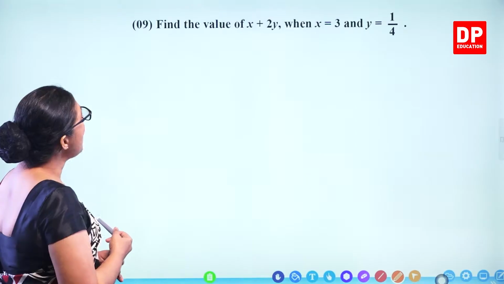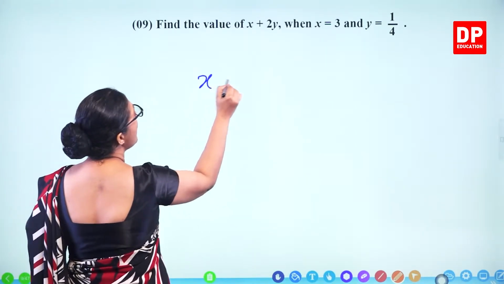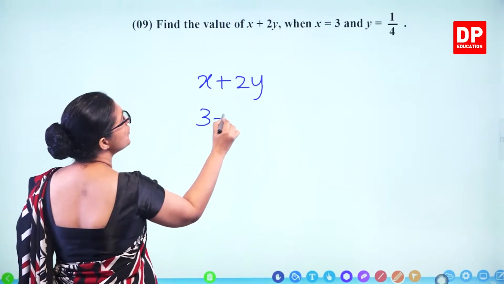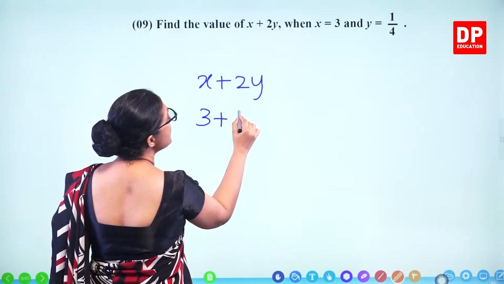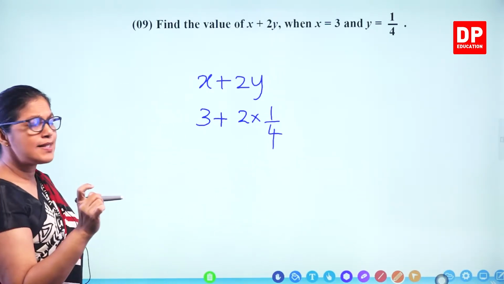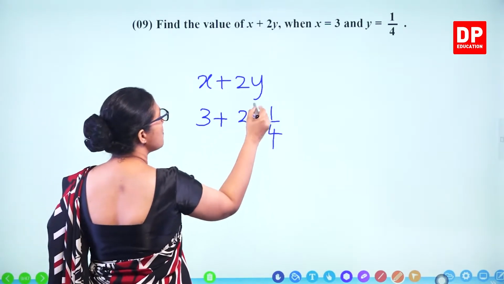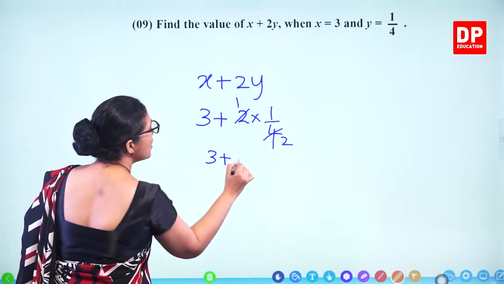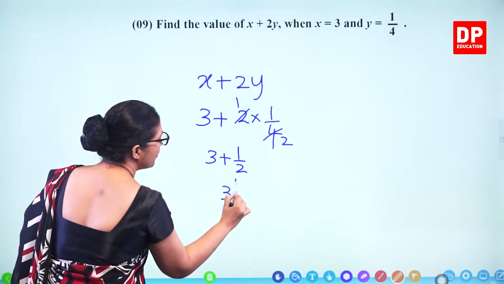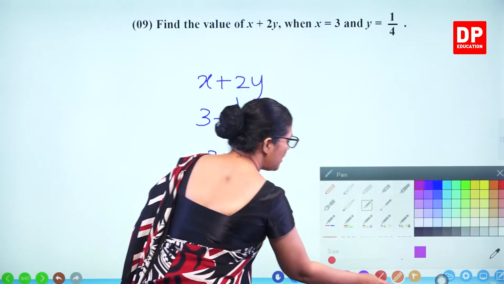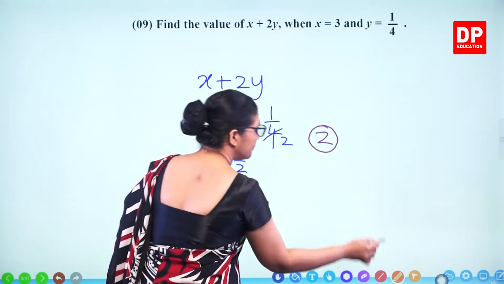Question number 9. Find the value of x plus 2y when x equals 3. So substitute 3 for x, and y is given as 1 over 4. According to BODMAS, multiplication first. So simplify this. 3 plus half, you can write 3.5. Easily you can get 2 marks.